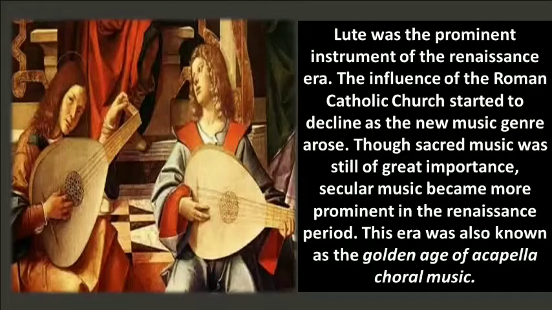Lute was the prominent instrument of the Renaissance era. The influence of the Roman Catholic Church started to decline as new music genres arose. Though sacred music was still of great importance, secular music became more prominent in the Renaissance period. This era was also known as the Golden Age of a cappella choral music.